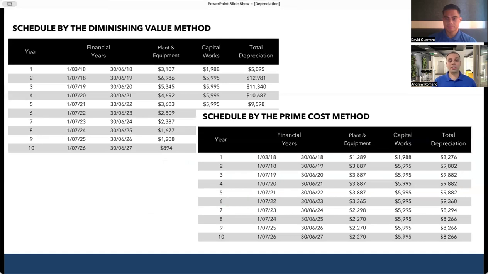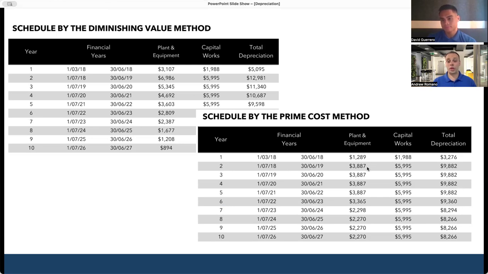So here we have a schedule from an actual depreciation schedule, and we have the two types of methods. You have DV and the PC method. So if we look at 1 July 2018, that year, you can see that plant and equipment is depreciated by 6,986 plus a capital works depreciation charge of 5,995, giving us 12,918 for the whole year. That's using DV.